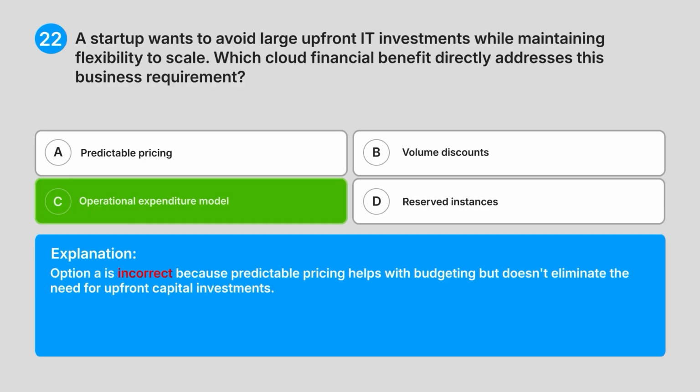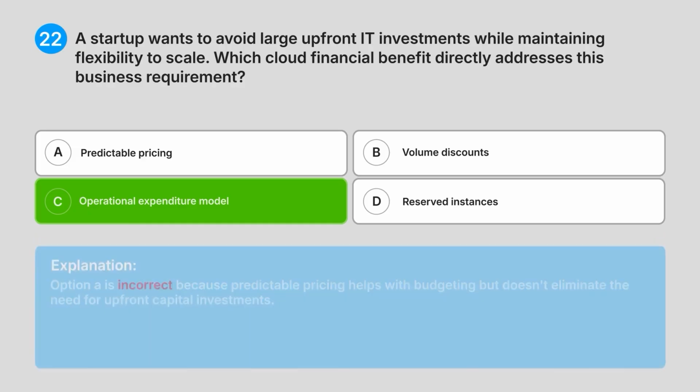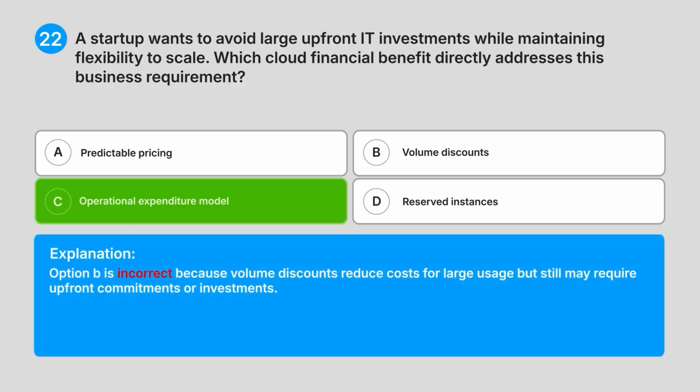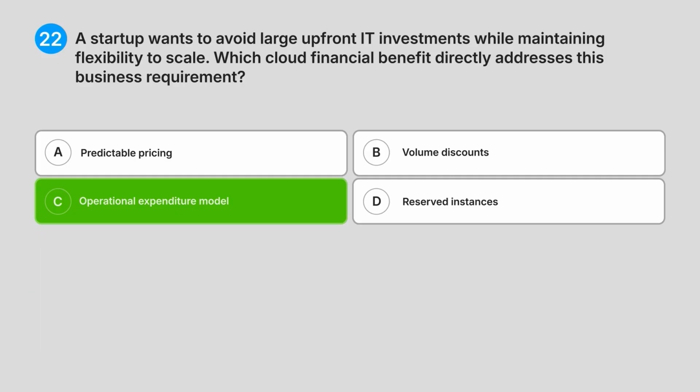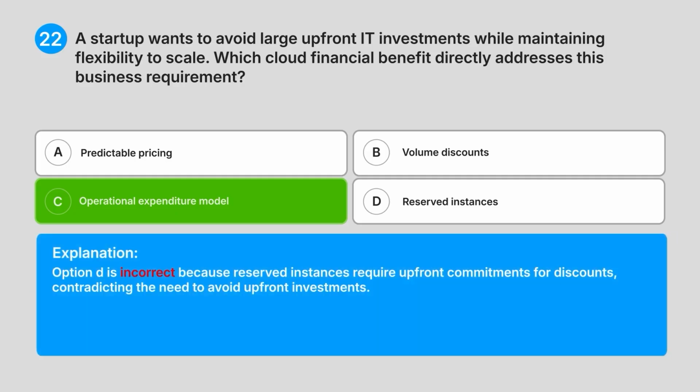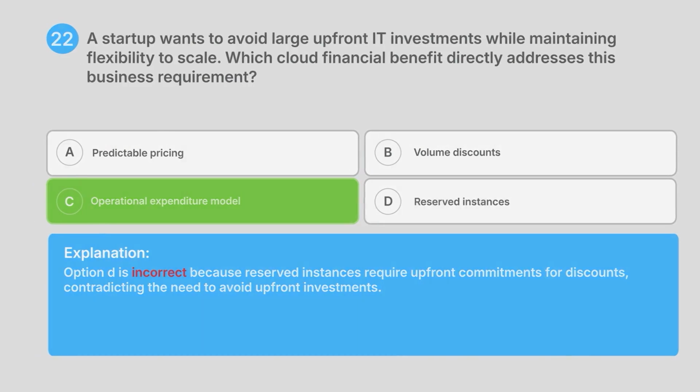Option A is incorrect because predictable pricing helps with budgeting, but doesn't eliminate the need for upfront capital investments. Option B is incorrect because volume discounts reduce costs for large usage, but still may require upfront commitments or investments. Option D is incorrect because reserved instances require upfront commitments for discounts, contradicting the need to avoid upfront investments.